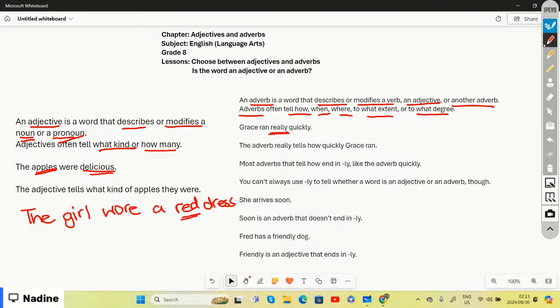And they say that most adverbs that tell us how end in ly. Like for example, quickly, hurriedly, sadly. And they basically tell us how. And you can't always just use ly to tell whether a word is an adverb or an adjective.